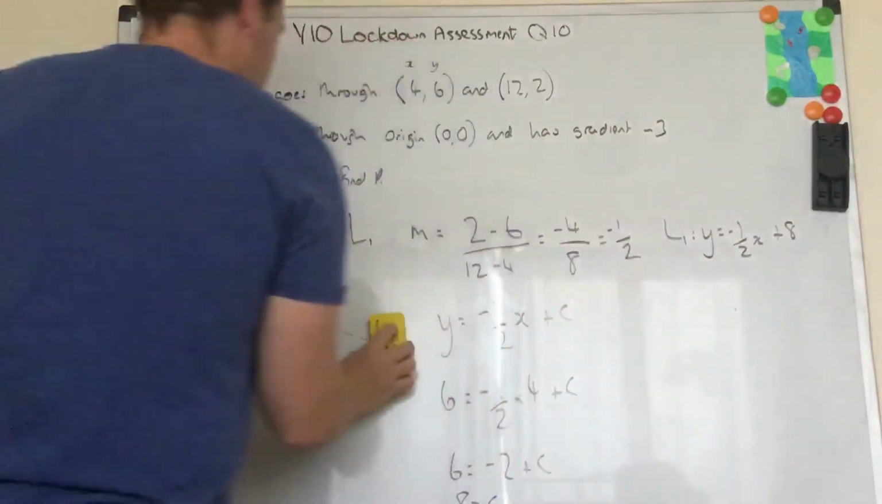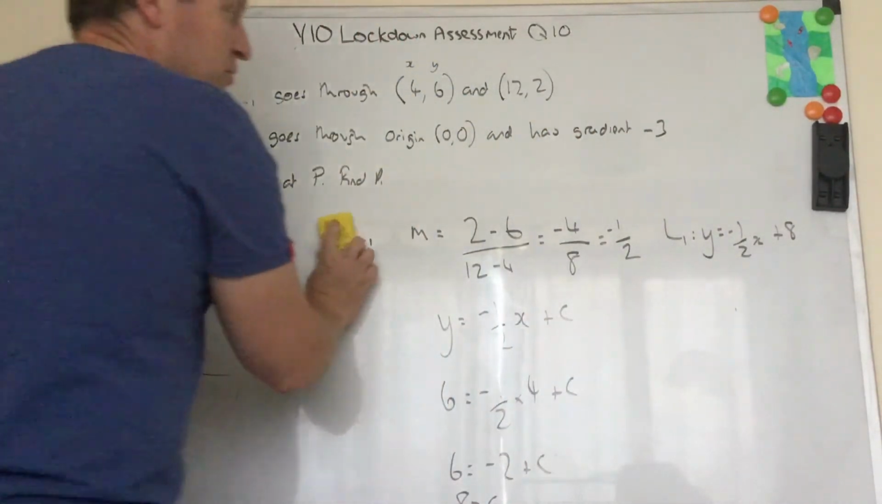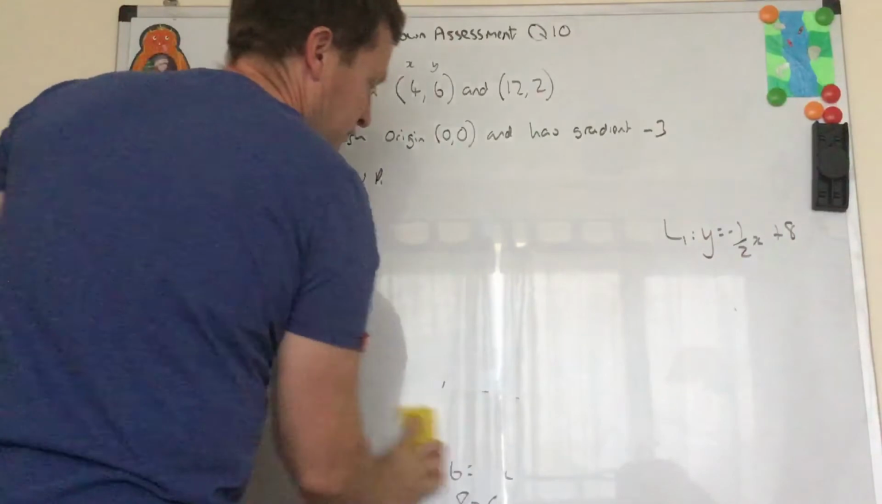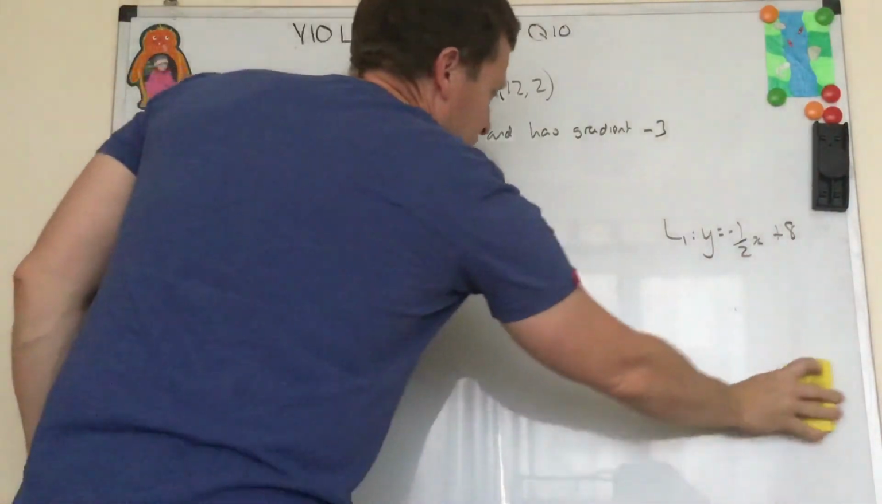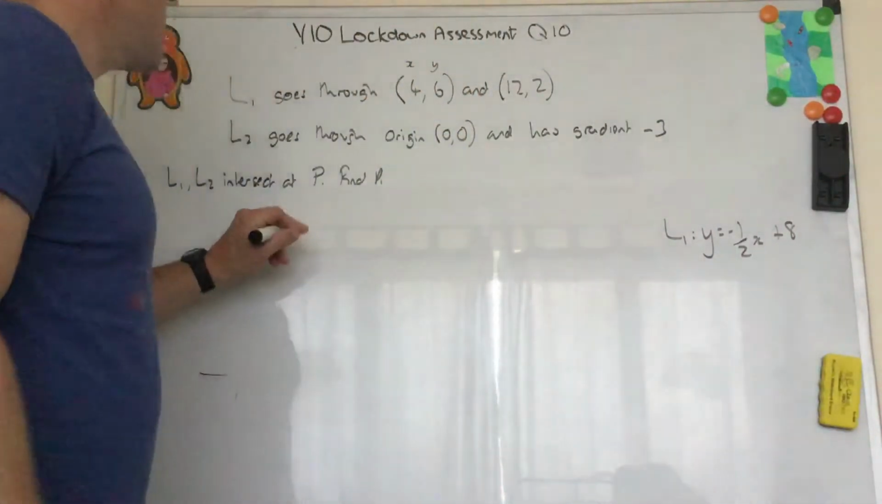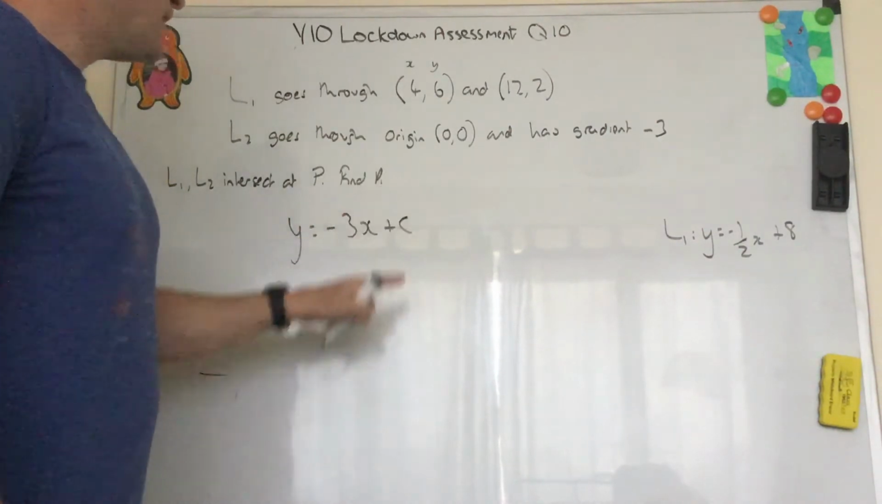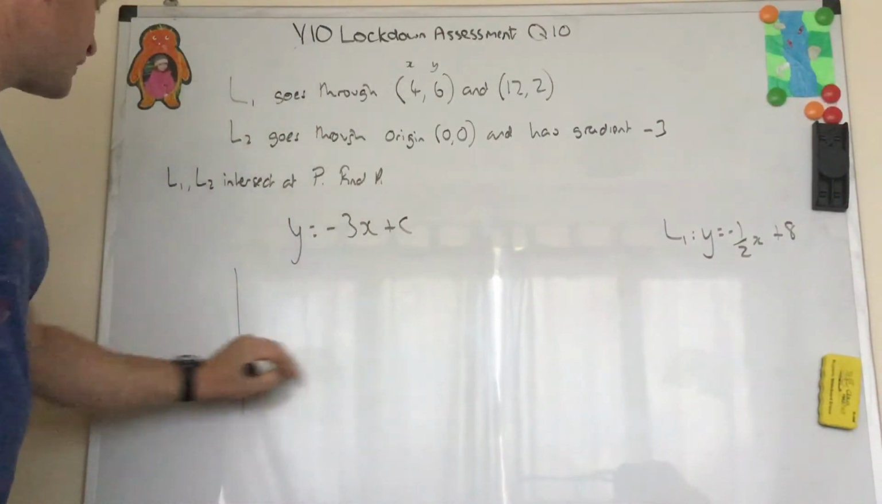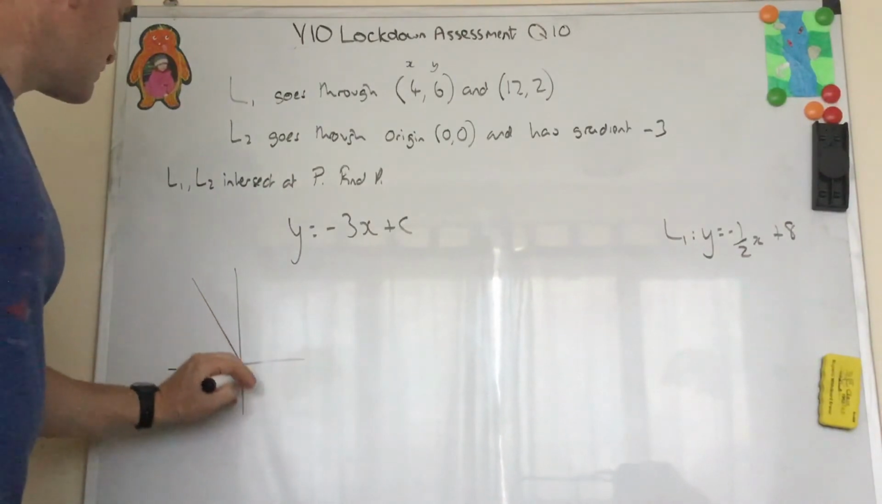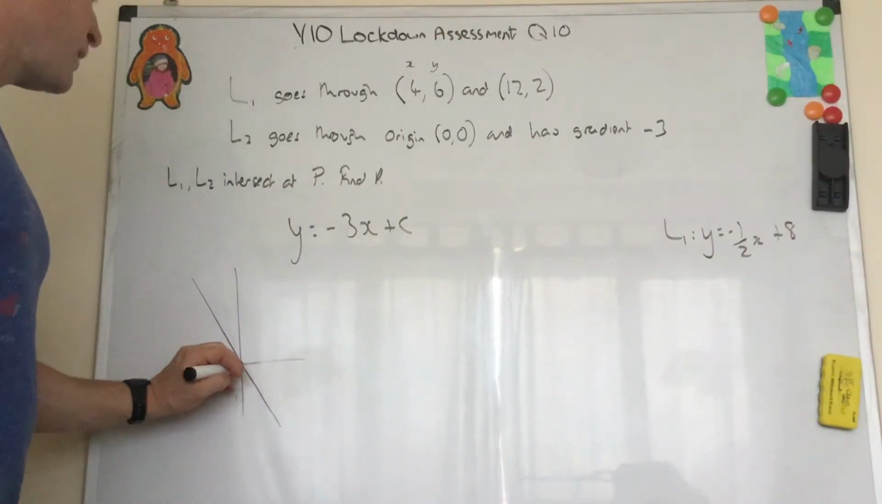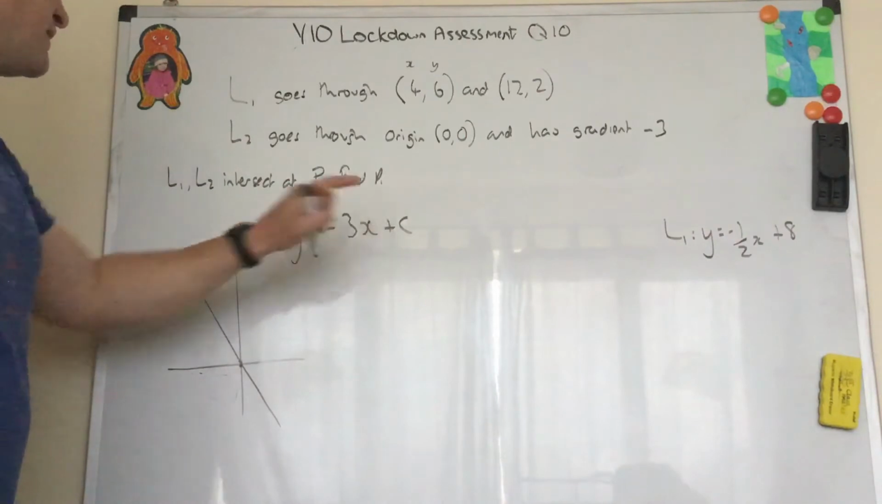Equation of L2, I'm just going to get rid of all this now. It's got a gradient of minus 3, so we know it's going to be y equals minus 3x plus c. Now c is the y-intercept, and we're told it goes through the origin. So it's going to look something like that. So we know the y-intercept is 0, which means c is 0.